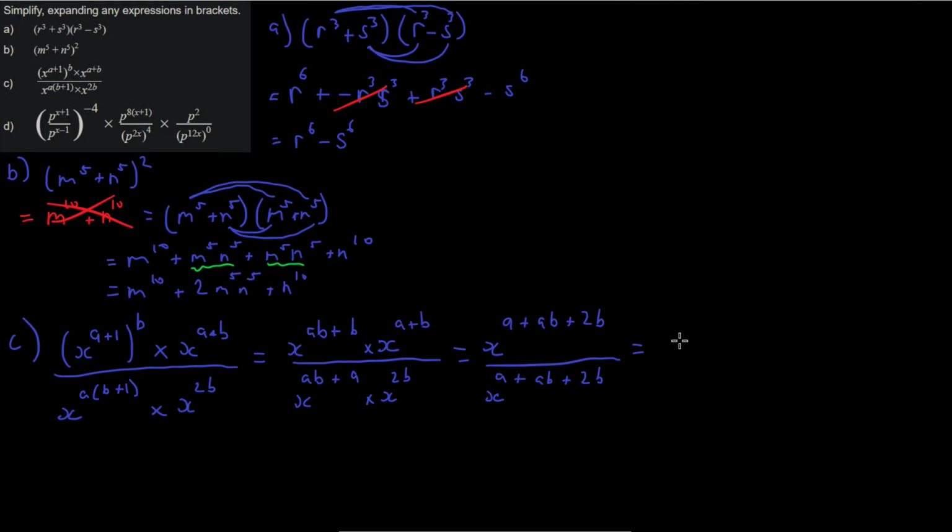That'll equal 1. But another way to think about it is because we are dividing, that's the same as subtracting powers. So let's write this one more time. We can have x to the power of a plus ab plus 2b minus, in brackets, a plus ab plus 2b. And that will just equal x to the power of 0, which equals 1.